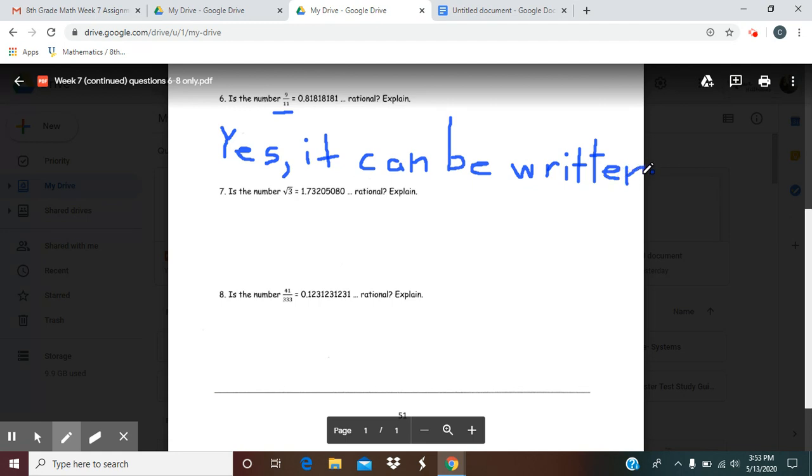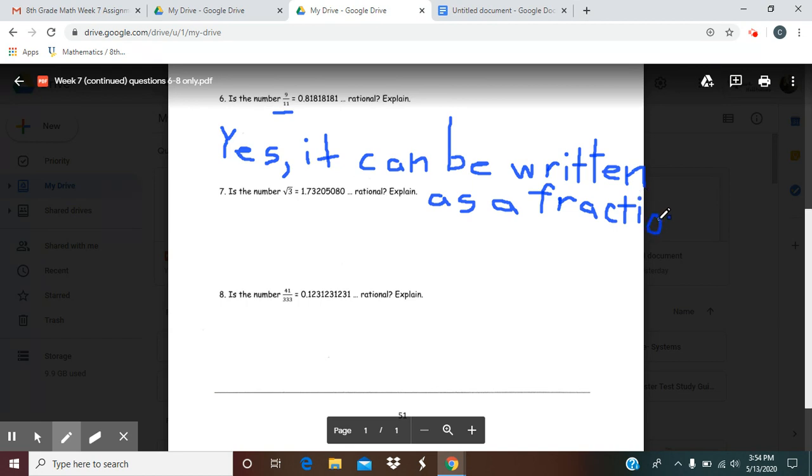All right, let's go ahead and start thinking about our next one here. Number 7. Is the number the square root of 3, which is equal to 1.73205080, and then it continues on forever. That's what dot dot dot means. Is that considered rational?